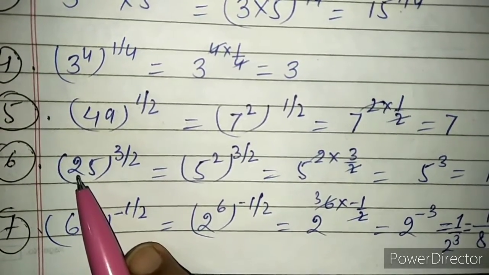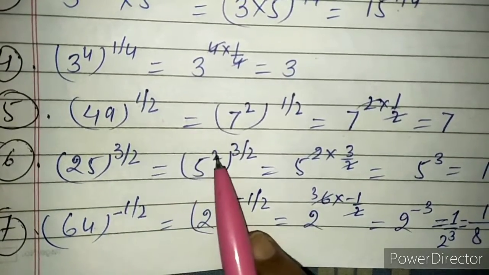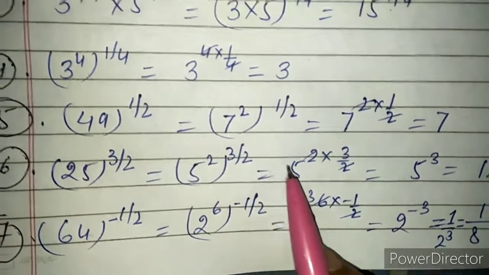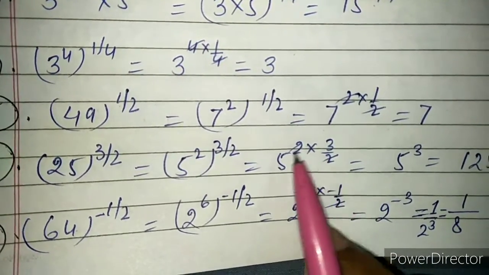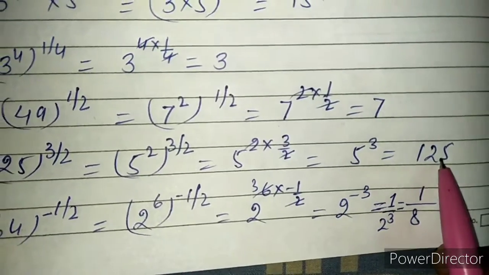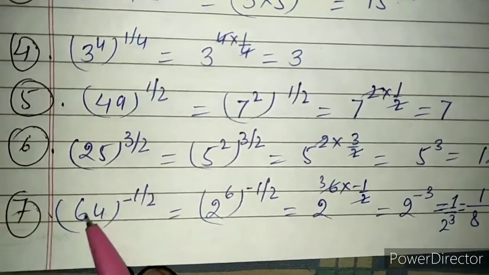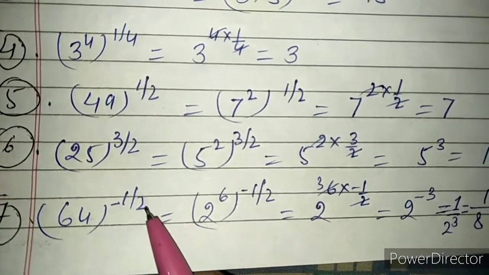See the next example, 25 to the power 3 upon 2. So 25 can be written as 5 square, 5 fives are 25. So 25 can be 5 square to the power 3 upon 2. So 5 to the power 2 into 3 upon 2, the 2s cancel, 5 to the power 3, it will be 125.